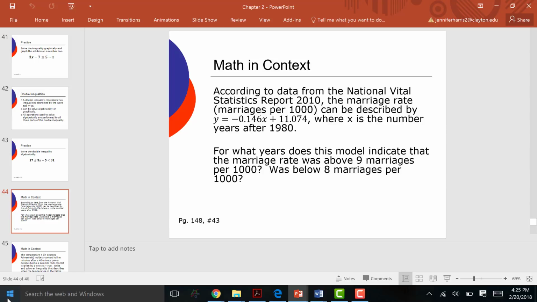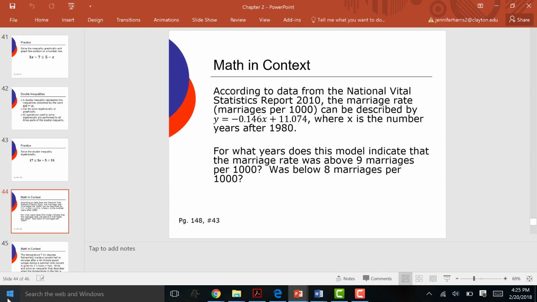Okay, so now we're just going to solve and get x by itself. So I'm going to subtract 11.074 from both sides. Somebody do the math for me. Alrighty, that should be 2.074. Yes. Divide both sides by negative 0.146.